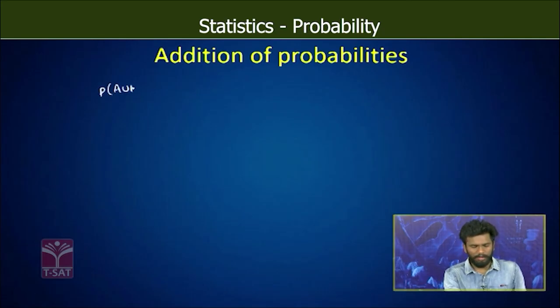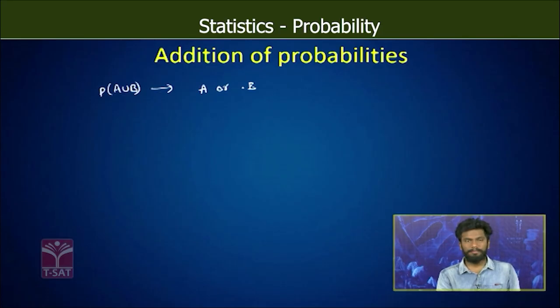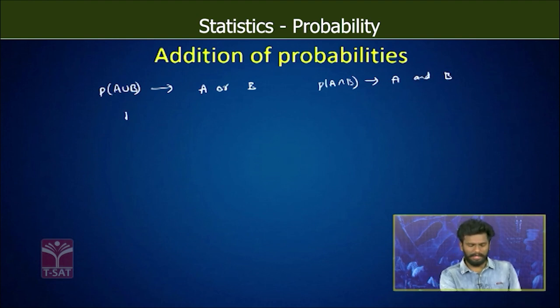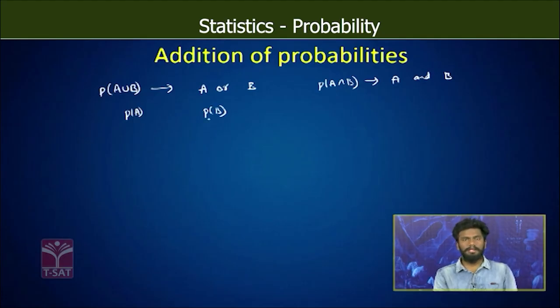Probability of A union B. This represents the probability of occurrence of A or B. Similarly, probability of A intersection B denotes the probability of occurrence of A as well as B. And as we know, P of A represents the probability of occurrence of event A, and P of B represents the probability of occurrence of event B.